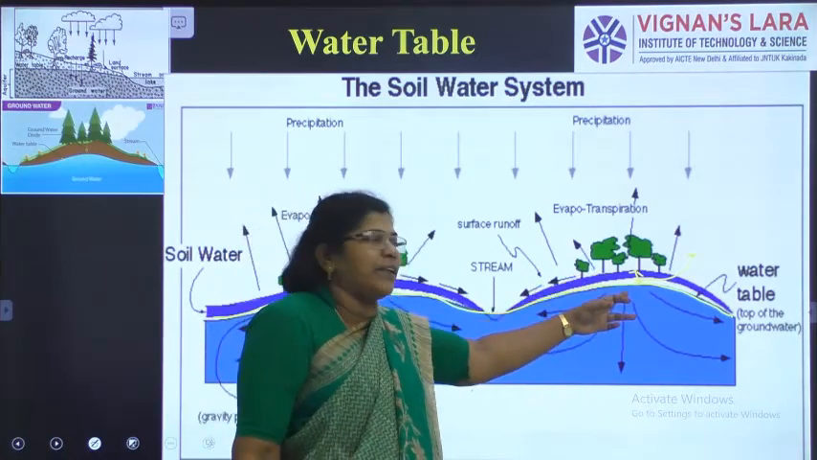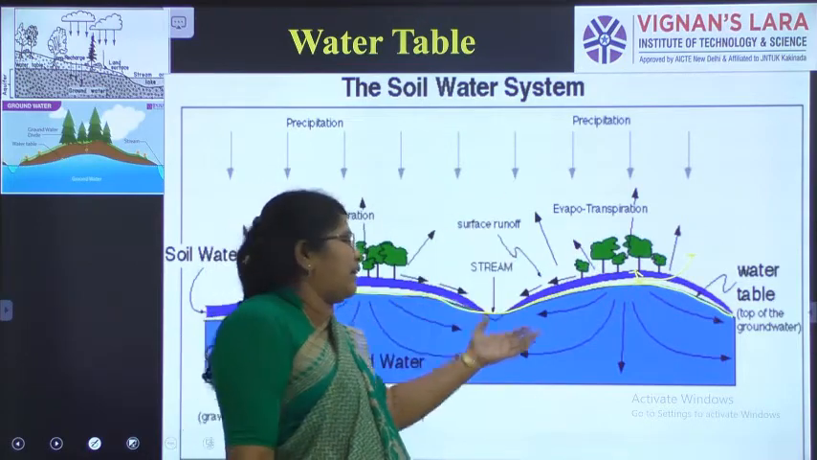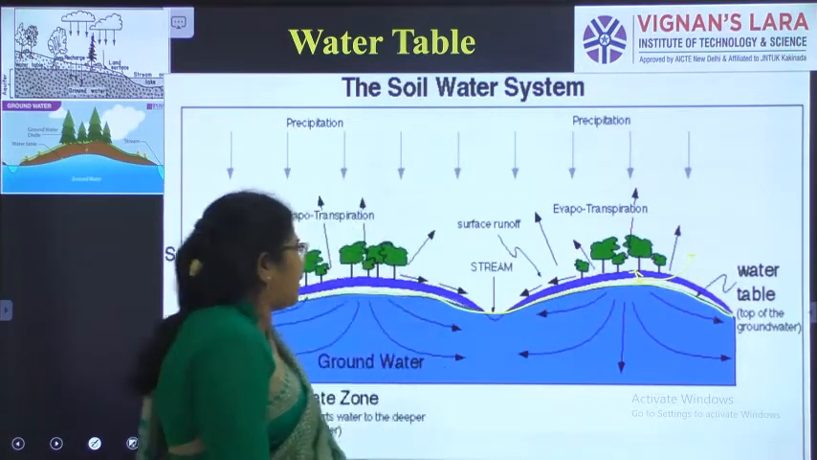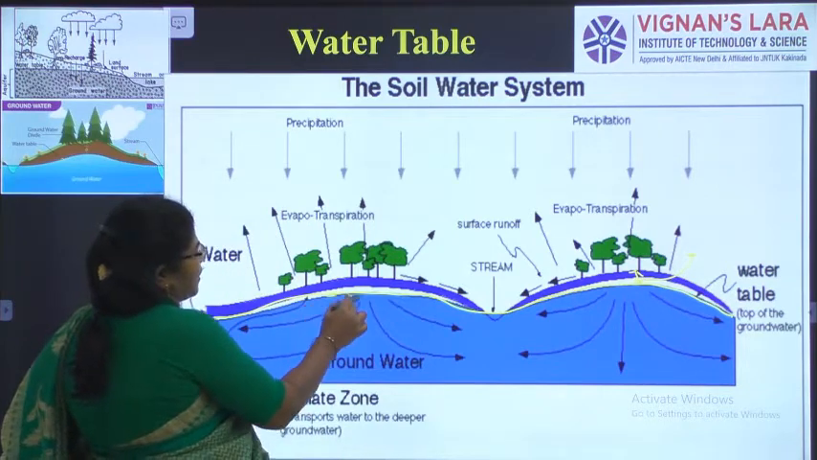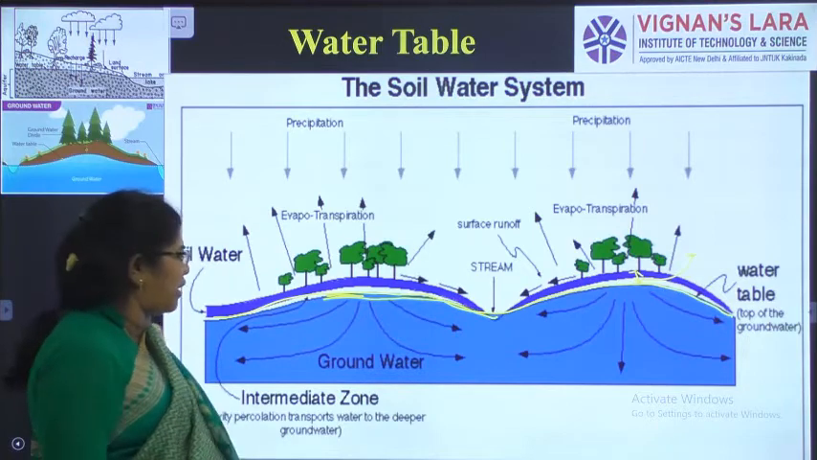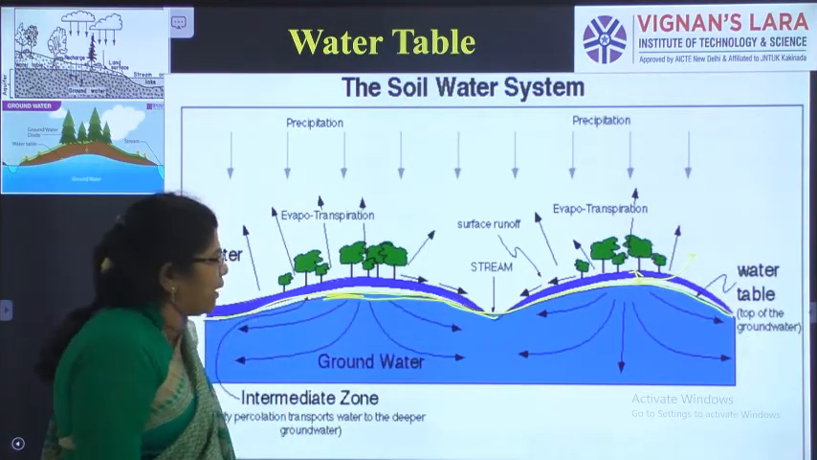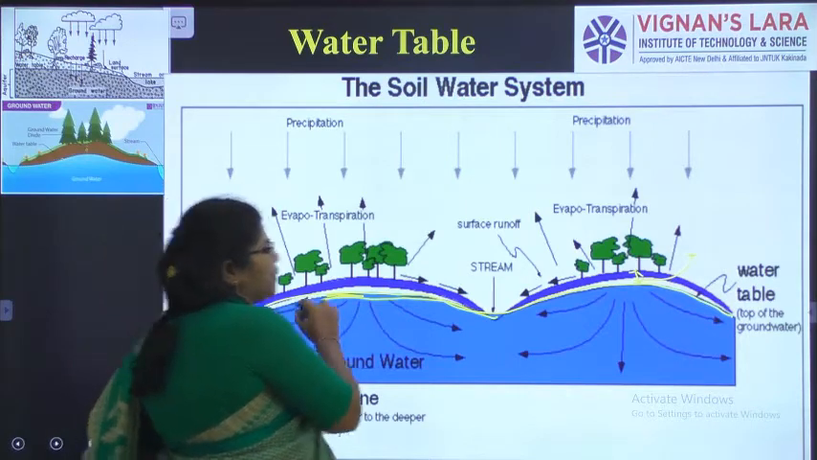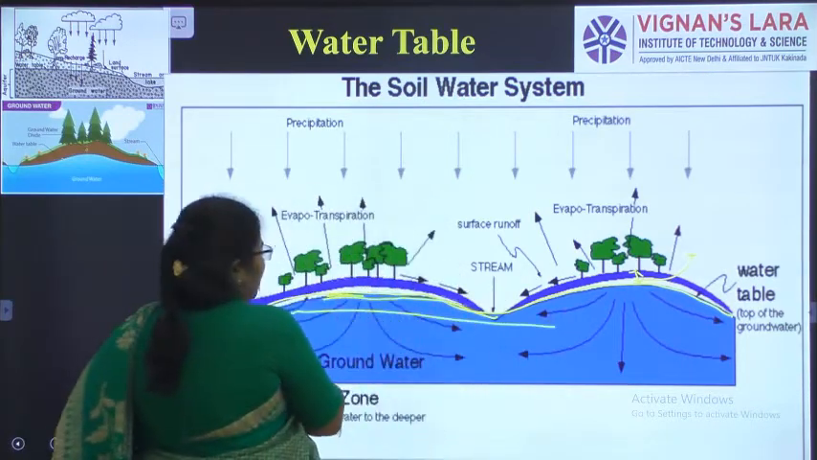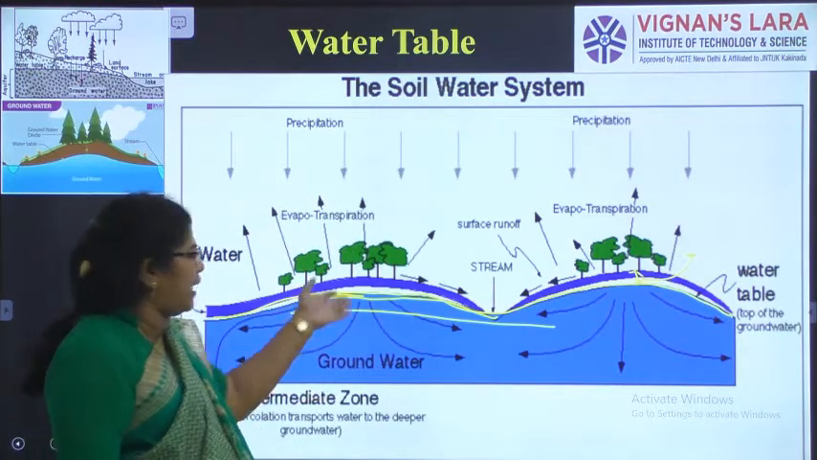This zone is divided into three parts. We already know: soil mass, intermediate zone and the capillary fringe. So between the capillary fringe and the unconfined aquifer we have the water table. And what I want to tell you is that the water table is not a straight line. It moves along with the discharge and gives a balance between the recharge and the outflow.